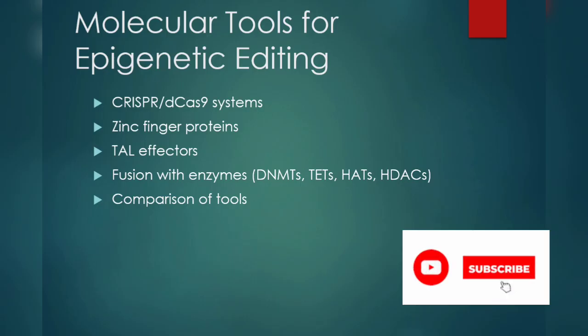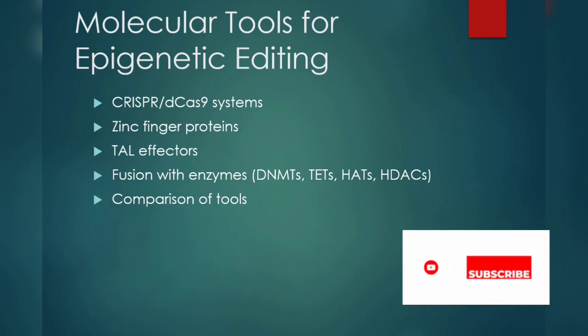CRISPR-Cas9 systems are the most widely used components which make epigenetic editing successful. So what happens in this is a deactivated Cas9 protein, जो आपको Cas9 दिख रहा है ना, so that deactivated Cas9 protein is fused with enzymes that add or remove epigenetic marks. Cas9 जो होता है, deactivated Cas9, वो enzymes के साथ fuse करता है, तो या तो वो add करता है epigenetic marks को या फिर वो उसको remove करता है. So that is how CRISPR-Cas9 systems help in epigenetic editing.